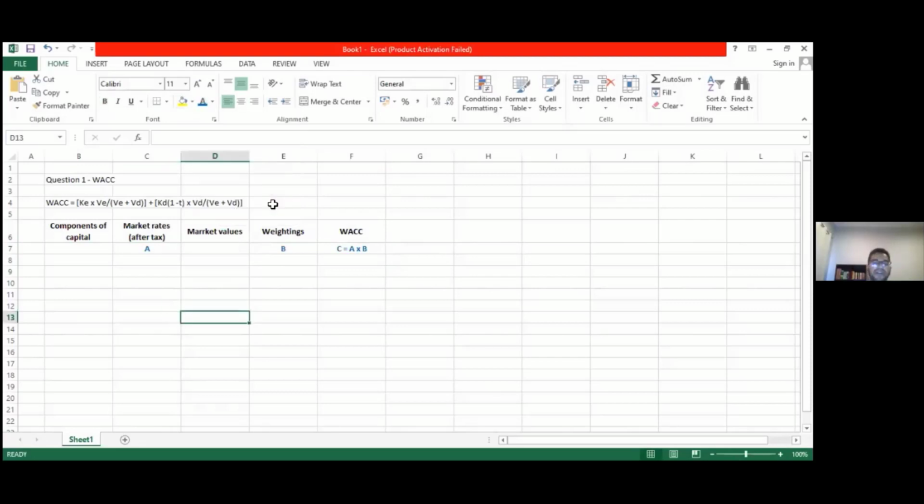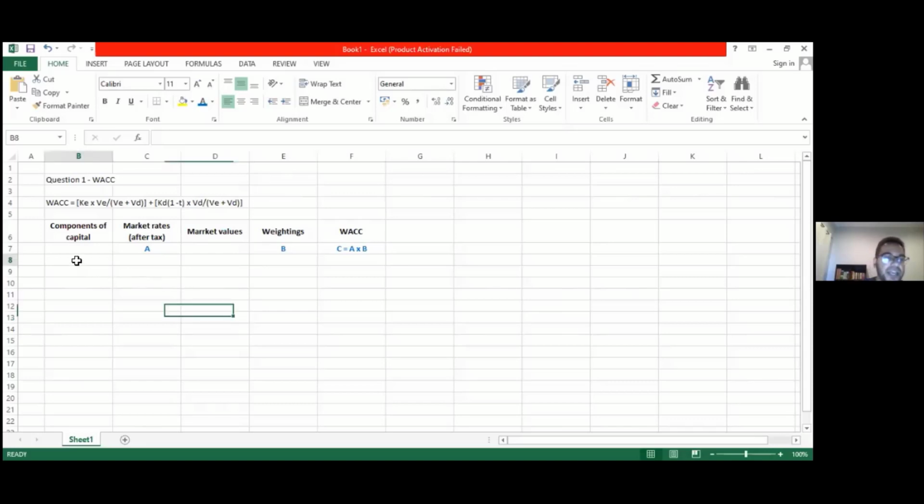Now, the first thing you want to do is put down your components of capital. Remember your components of capital: debt and long-term interest-bearing debt. But you must list it on an instrument level. You can't just say debt and equity. You have to list it on an instrument level.